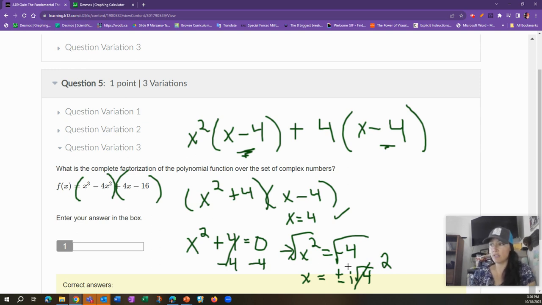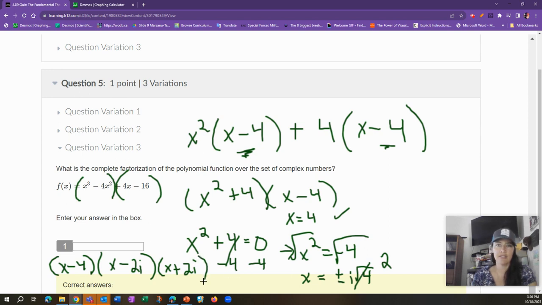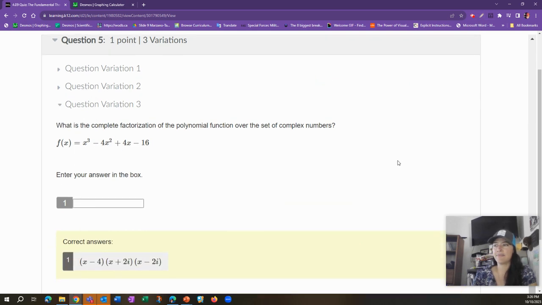Cool. So now, what does that mean? How would we write it? Well, x minus 4 is a factor. But now, so is it if x equals plus 2i, right? So we'd have x minus 2i, because when we plug in positive 2i, that'll cancel. And x plus 2i, because when we plug in negative 2i, it'll cancel. Okay. Factoring over the complex numbers was hard.